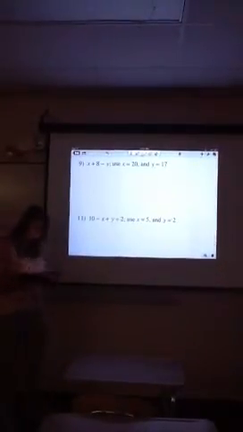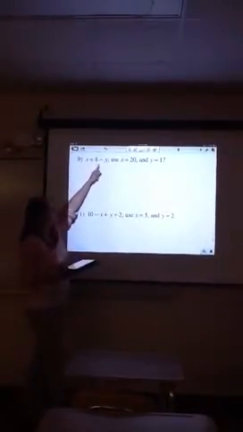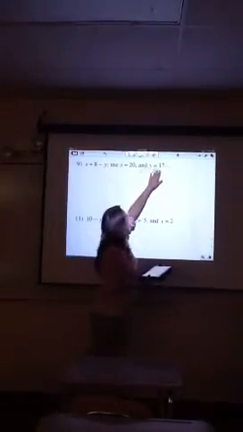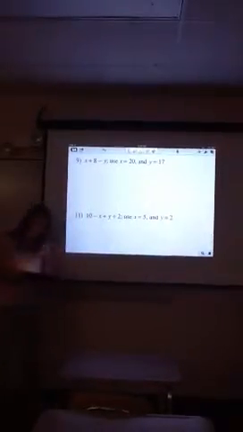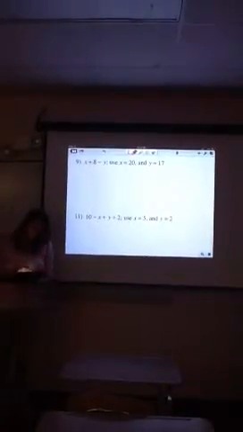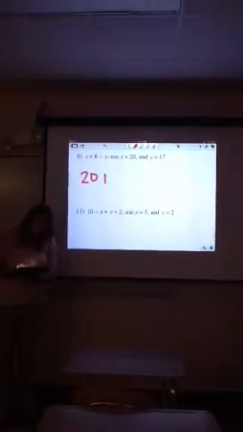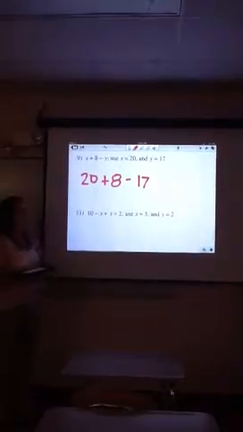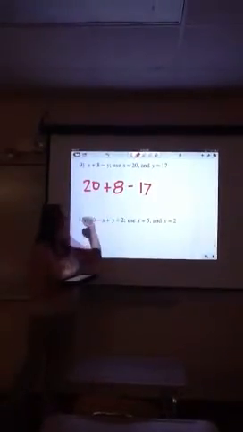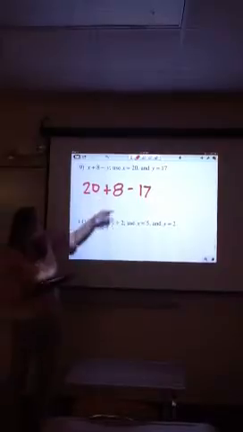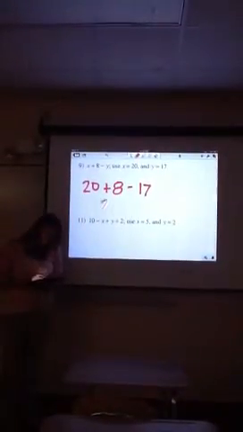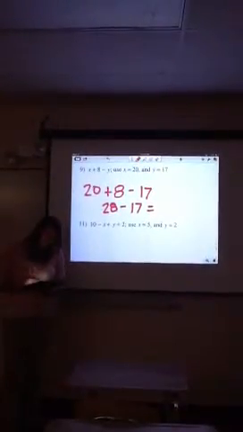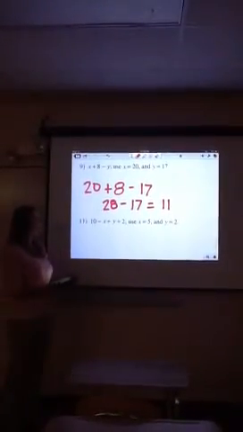Okay, number 9. X plus 8 minus y. We're going to have x for 20, and for y we're going to have 17. First I'll rewrite it. Okay, when it comes to addition and subtraction, I just start at the left and go right. So first I'll do 20 plus 8, leaves me with 28. And then I will subtract 17 and be left with 11.